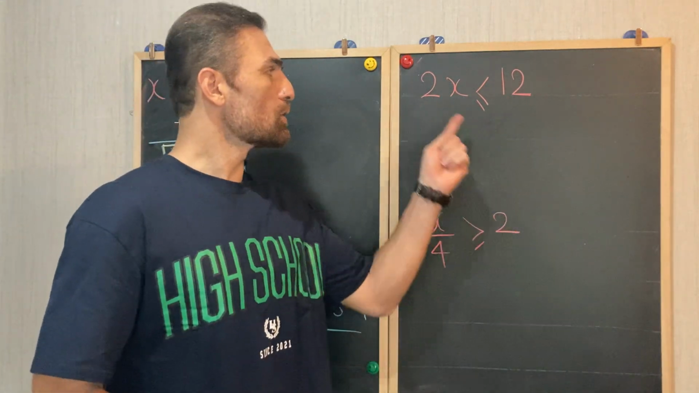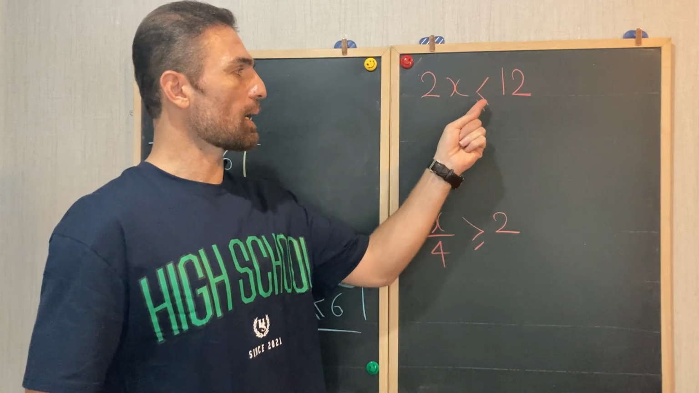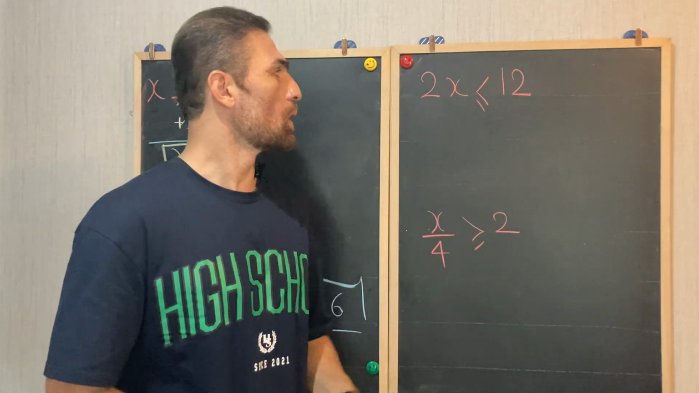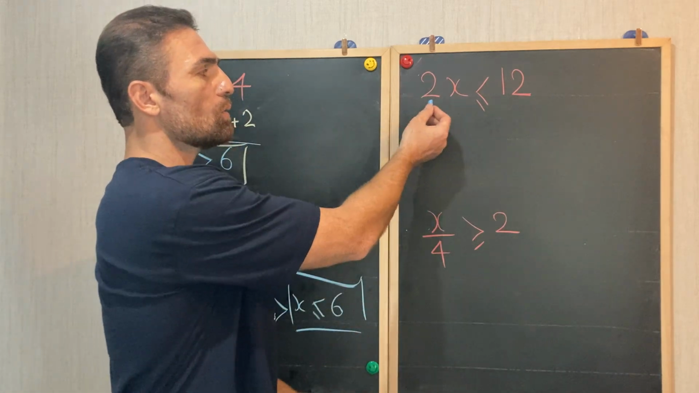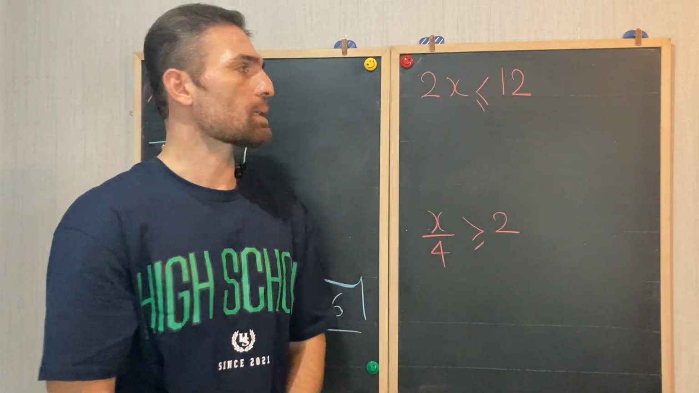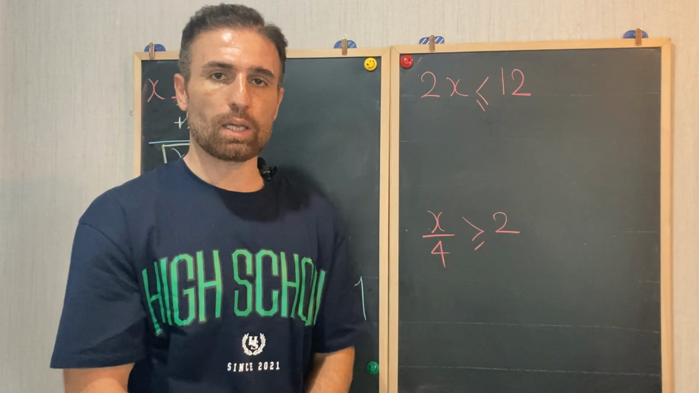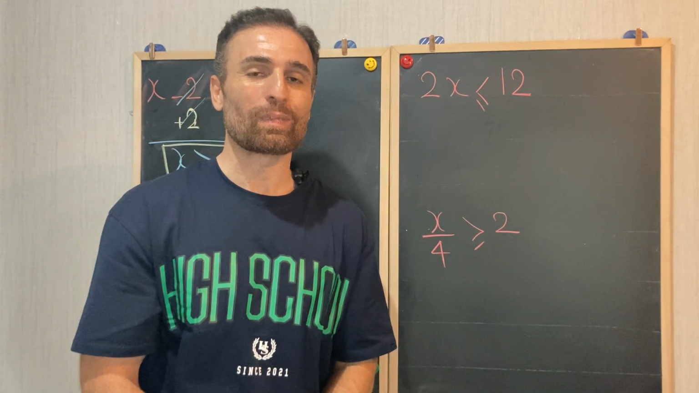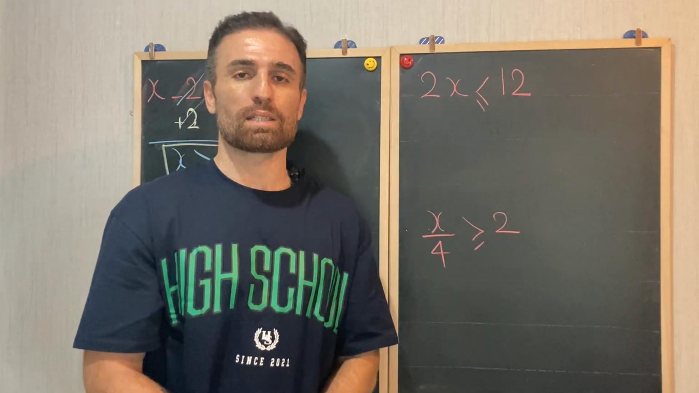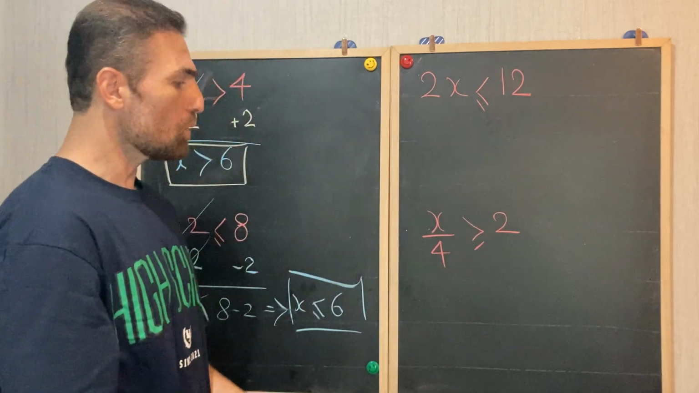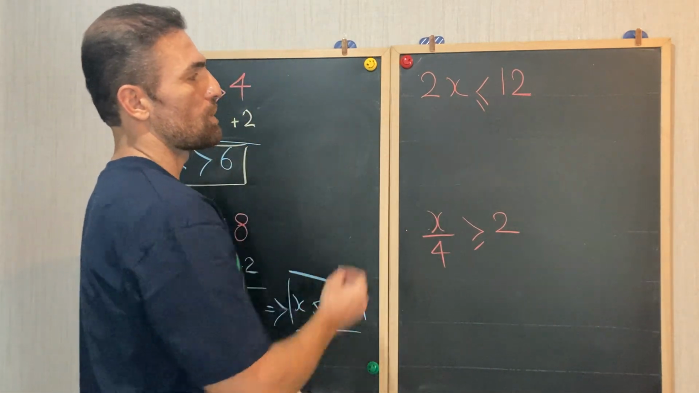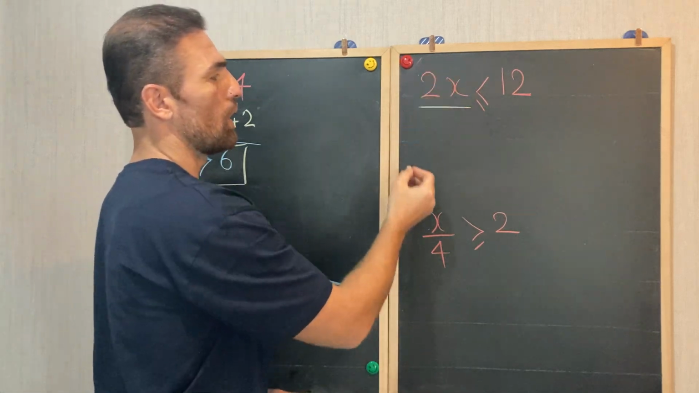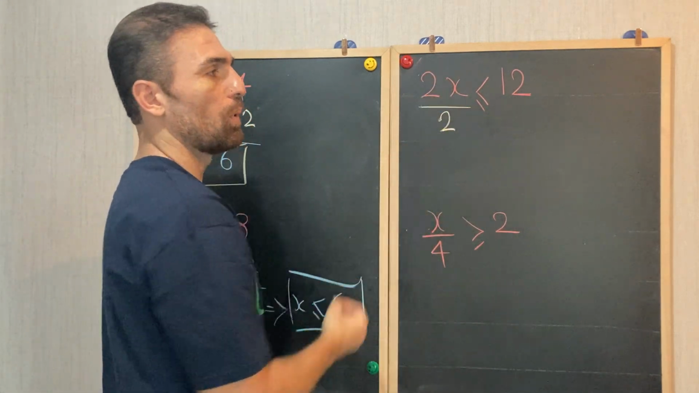Next example. 2x is less than or equal to 12. For this case, what should we do? What can we see here? 2 times x. You can see here multiplication. What is the reverse of multiplication? Right, division. It is enough we use division. 2x, 2 times x. Just use division, divide by 2, but on both sides.